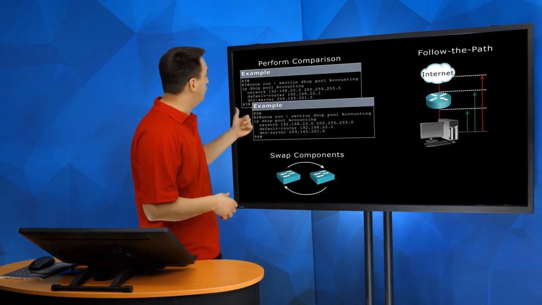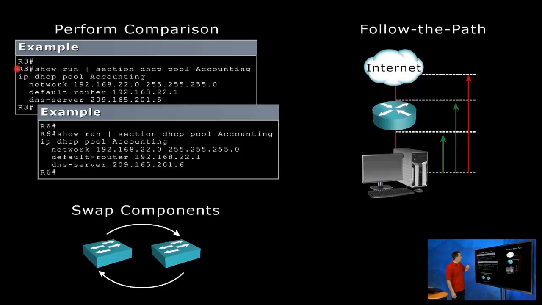In this particular case, they're showing two DHCP pools. We have a DHCP pool on R3 and a DHCP pool on R6. The problem right now is that some users in our environment are complaining that they cannot reach specific servers on the internet. So they type in www.cisco.com as an example, and it's not working. Well, those devices that are getting their addressing information from this DHCP pool have a DNS server of .6, and the ones getting it from this pool are getting .5.